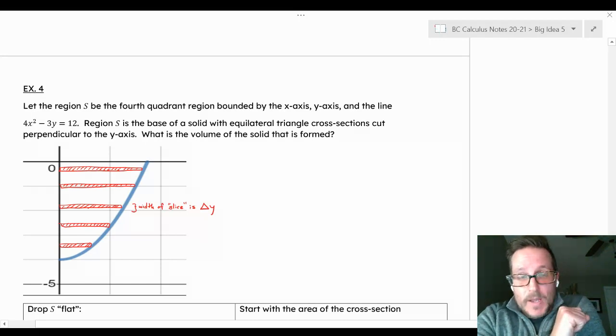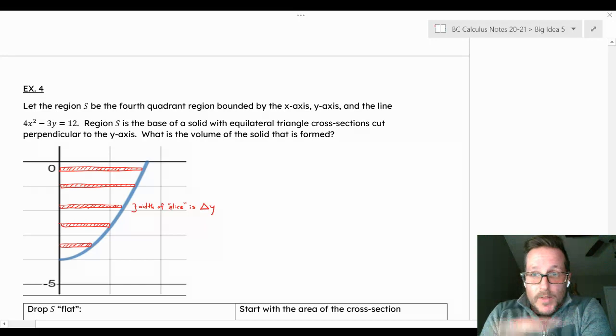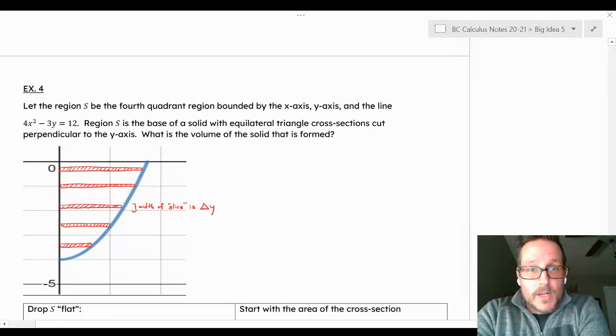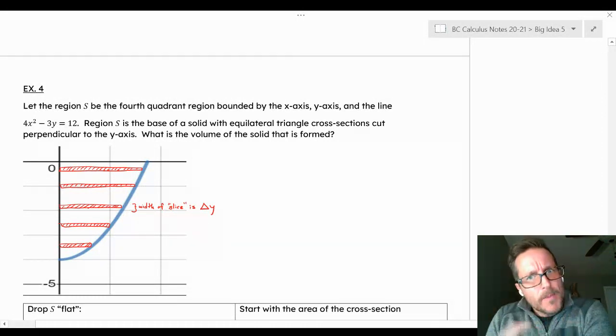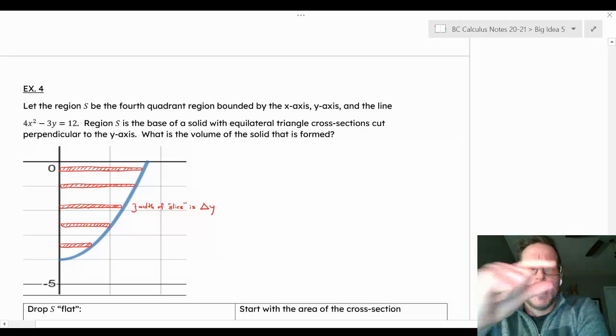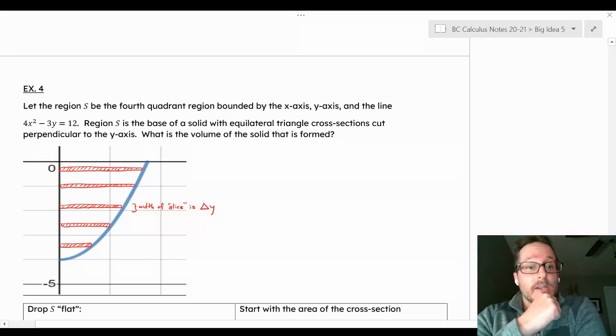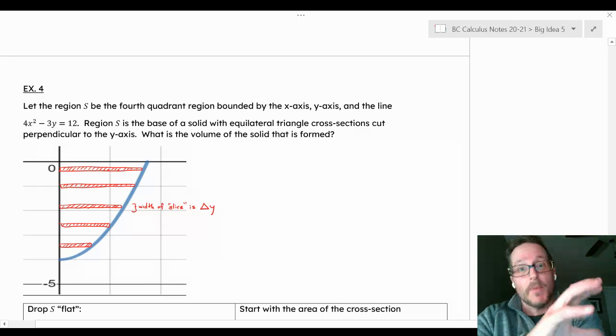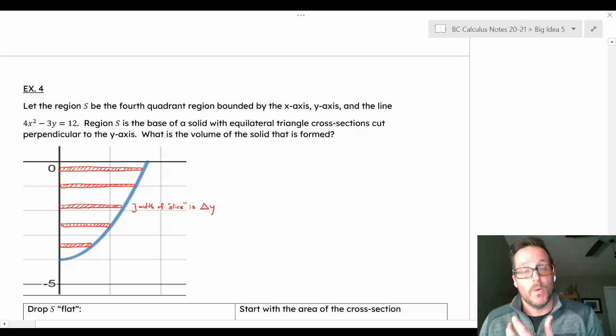Okay, it's different. All the other ones have been perpendicular to x. I want to show you what happens when it's perpendicular to y. How do we come up with a volume? Well, if we slice perpendicular to the y, now we're talking about those thicknesses, the width of the slice, as a small change in y. So that means everything we come up with has to be in terms of y.